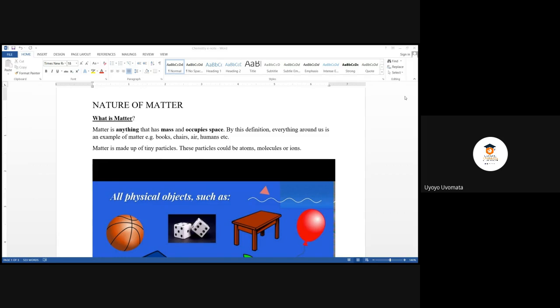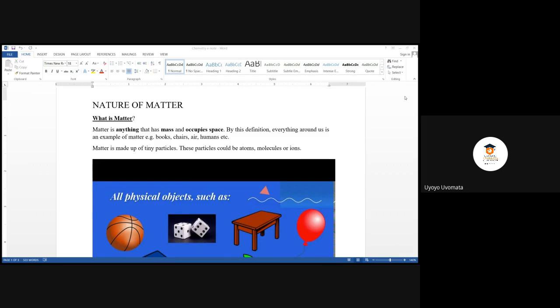Now with those definitions, we can see something. It means that everything around us, both the things we can see with our visible eyes and the things we cannot see with our visible eyes, are examples of matter. For example, we have things like your books, your chairs, air, humans, etc. You can see some pictures of examples of matter.